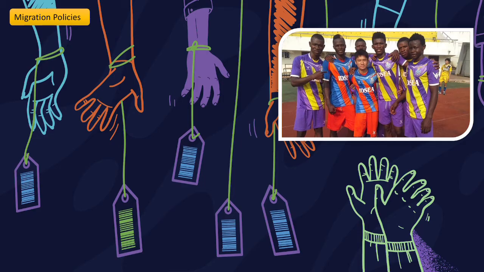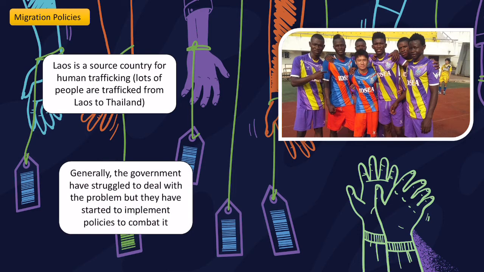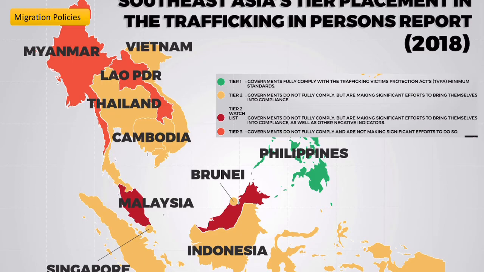So we've talked about emigration. I'm now going to talk about migration policies, and one of the policies is having to combat a major problem, which is human trafficking. Laos is a source country, so lots of people who originate in Laos get trafficked to places like Thailand, and the government, being a government that's an LIDC, has not had the resources or political stability to be able to deal with this problem, and so has really struggled to implement decent policies. Anyone interested in an extension should look at the underage Liberian African footballers who've been trafficked to Laos to play football. But I'm going to now look at the policies that have been in place.